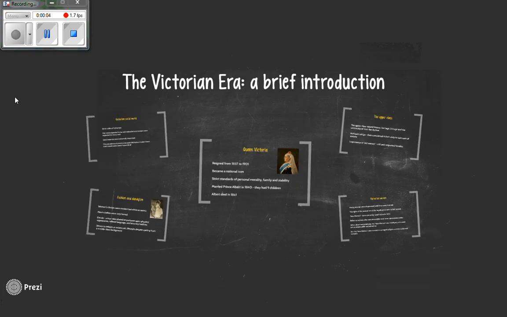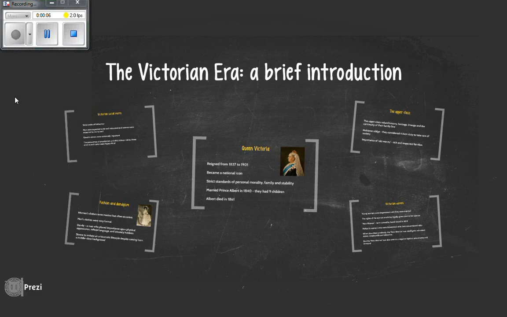This is a very brief introduction to the Victorian era. It will cover Queen Victoria, Victorian social mores, the upper class, fashion and dandyism, and Victorian women. You should use this introduction as a basis for your own research into the context of The Importance of Being Earnest.